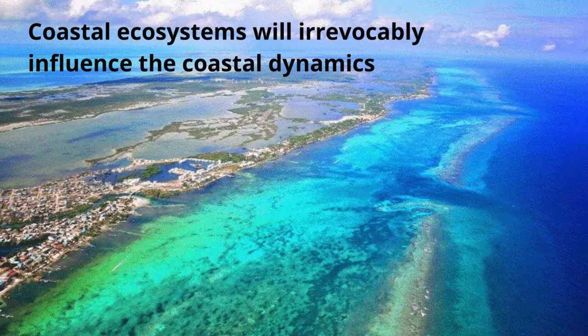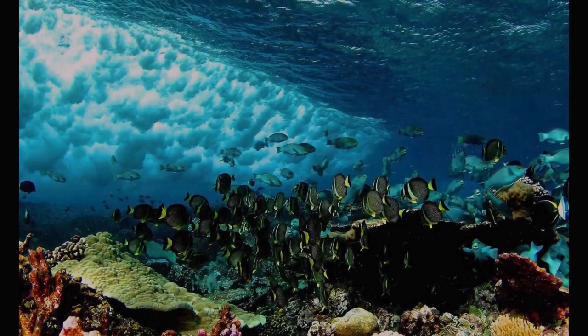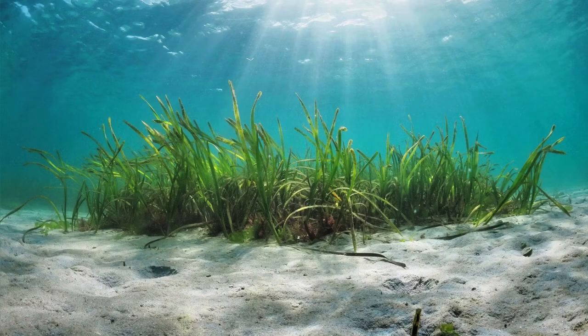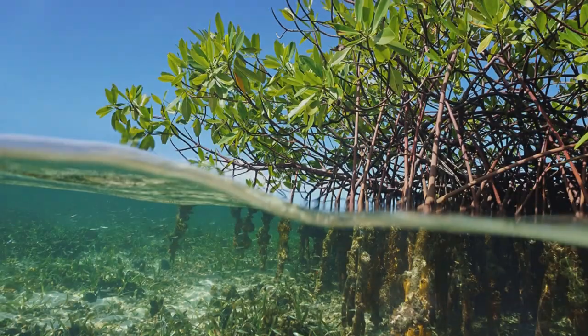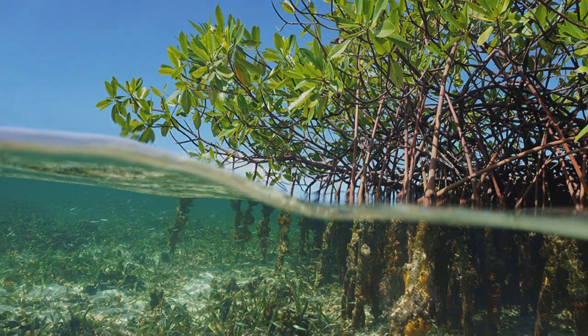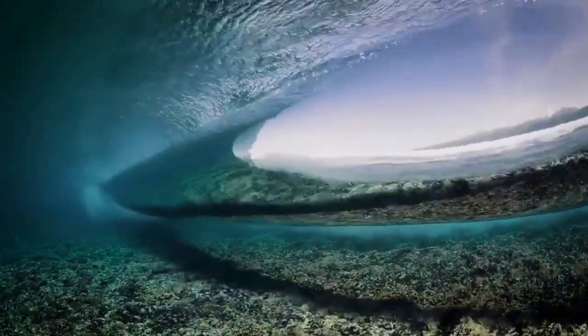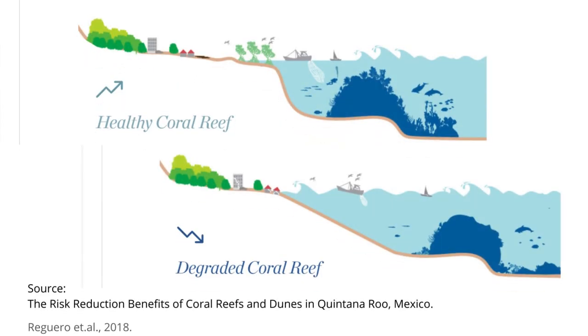And 3. Coastal ecosystems will irrevocably influence coastal dynamics. For instance, a coastal ecosystem such as reefs, seagrasses, coastal dunes, and/or mangroves will determine the incident wave energy. Therefore, the location, conservation status, and changes in their condition are determining factors in coastal dynamics. As ecosystems degrade, their function changes, altering the hydrodynamic conditions of the entire system, resulting, for example, in a coastal erosion problem.